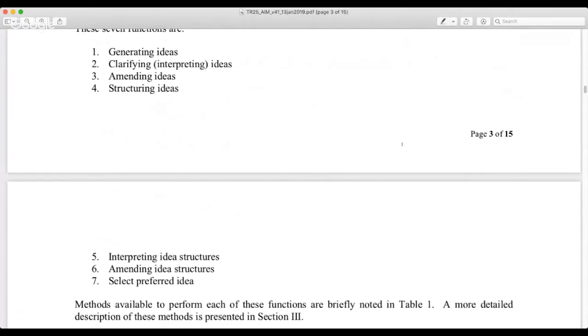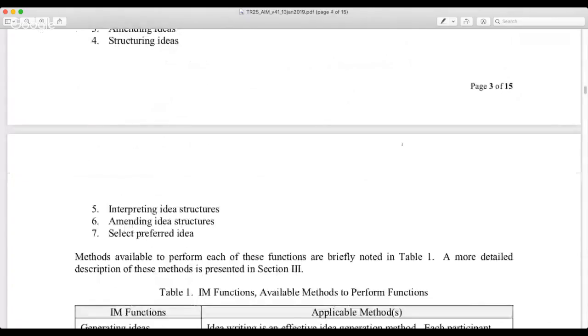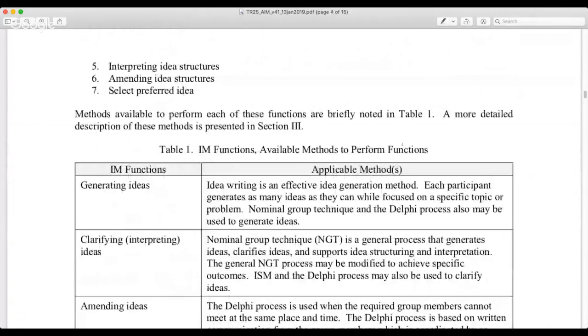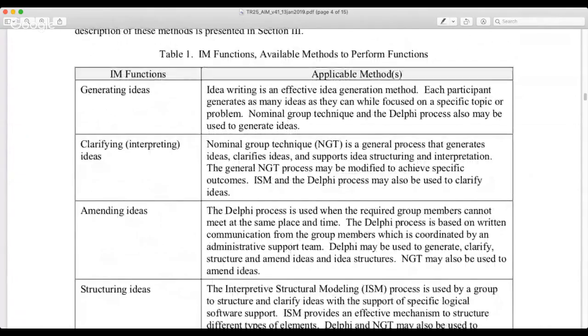So in this particular case, it's generating ideas, clarifying or interpreting ideas, amending ideas, structuring ideas, interpreting idea structures, amending idea structures, and select the preferred idea. So we go through and look at these and get a little bit more detail, because not only did they list the functions, but they also have some talk about the different techniques that are available to implement these functions.